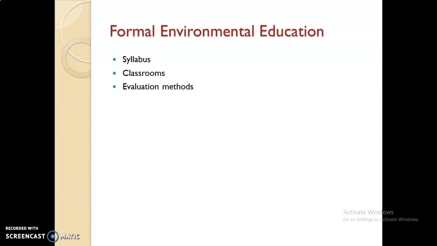Second, classroom. Formal environmental education needs a particular classroom. It is a two-way education, not a single-way education. Students and teachers are both physically involved in the teaching process. Last, evaluation method. Evaluation is done by different types of examination, that is internal examination or external examination. All these are included in formal environmental education.